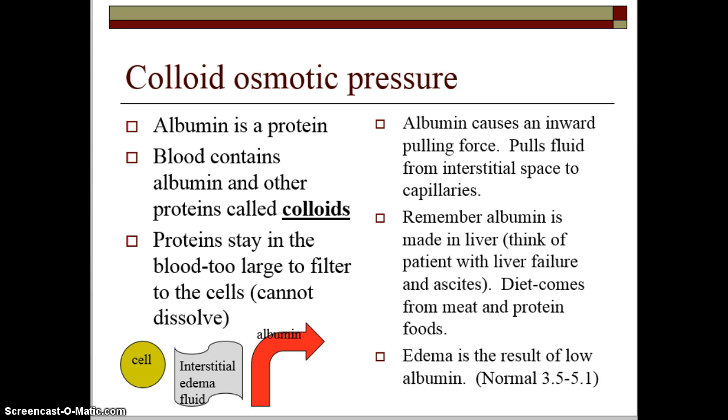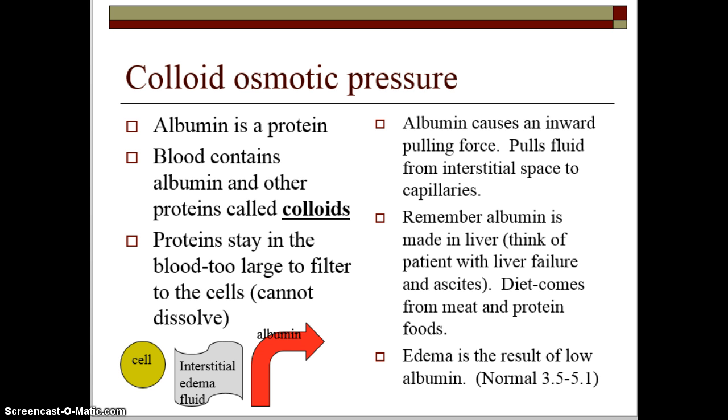Albumin is made in the liver, so as you're processing all of this, think about the patient that has liver failure, cirrhosis of the liver. Any of the liver diseases can possibly have low albumin, and what we typically see with liver failure is not only a lot of generalized edema all over the body, but we also see what we call ascites, which is abdominal fluid, where they actually can look pregnant because they have so much abdominal fluid.